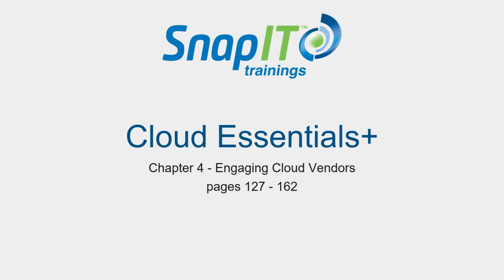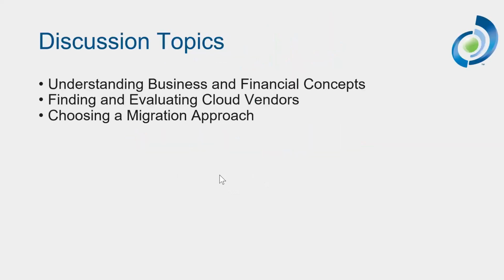So now we're going to jump into chapter 4, engaging cloud vendors. So our book opens up talking about how we define a lot of things in business and financial terms. It also talks about how the first three chapters of the book were very, very heavily technical. And now we're getting really far away from the technical and we're really focusing on the business side of things. So, some of the discussion topics here is understanding business and financial concepts, finding and evaluating cloud vendors, and then choosing a migration approach.